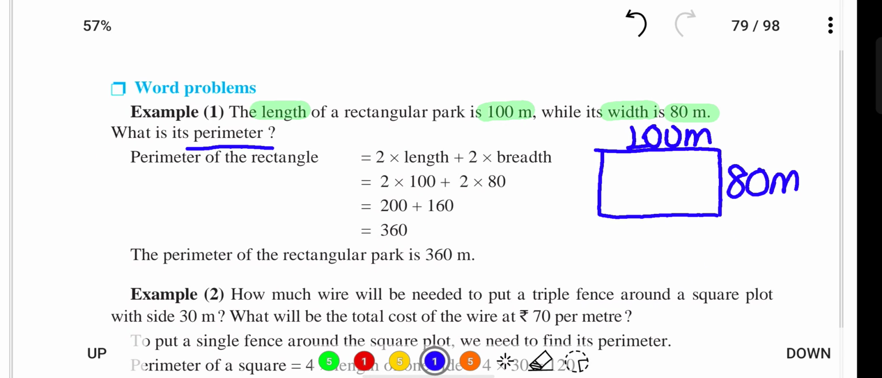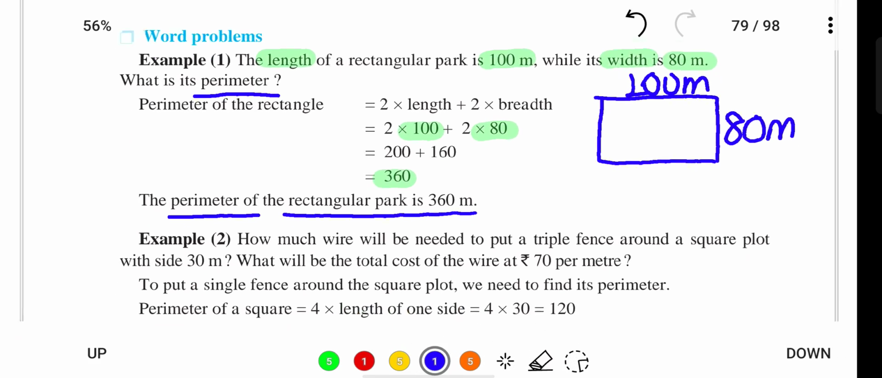So we use the formula: perimeter of a rectangle is 2 into length plus 2 into breadth. We put the values, length is 100. So 2 into 100 plus 2 into breadth, which is 80, is equal to 200 plus 160 is equal to 360. Add it and we get the perimeter of the rectangular park is 360 meter. Now we see another example here.